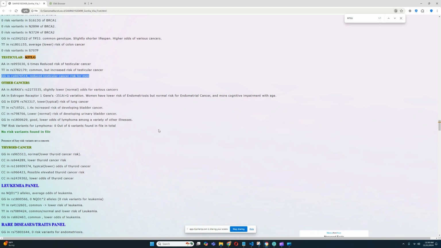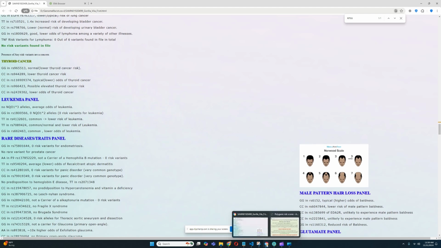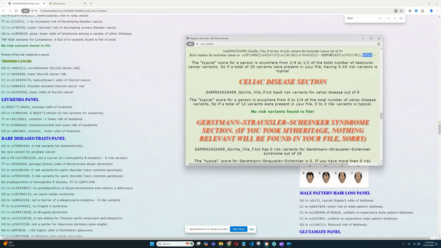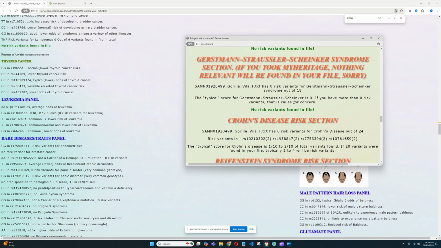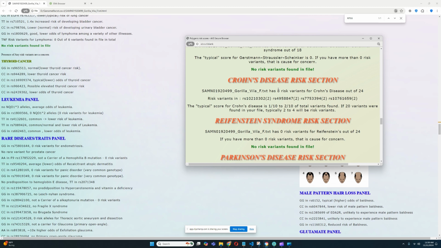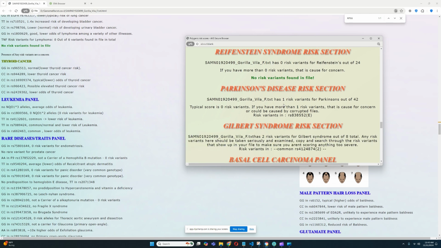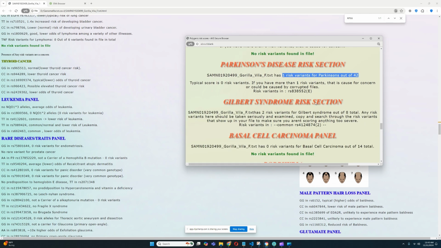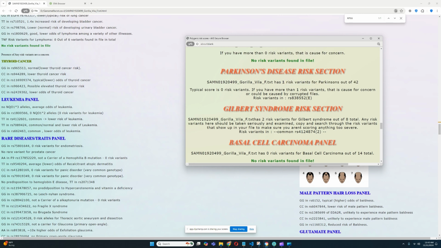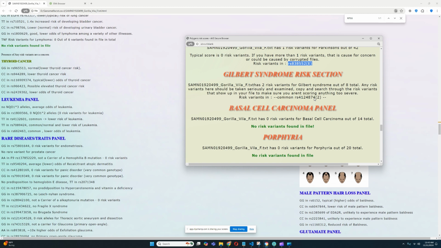Let's see what else. Actually, let's go back to the polygenic page. Looks like she doesn't have any risk variants for GSS. She's got 8 risk variants for Crohn's and no important risk variants. That's good. She's got no risk variants for Riefenstein's. She's got 1 risk variant for Parkinson's. Very interesting. Which is not 1, of course. It's labeled as E, so this is one of the risk variants that is gonna count as 1, even if it's homozygous. She's got 2 risk variants for Gilbert syndrome.